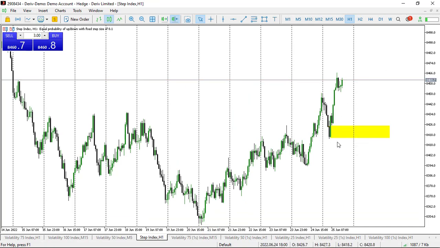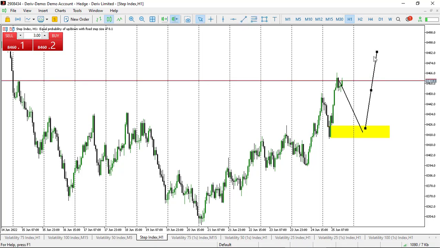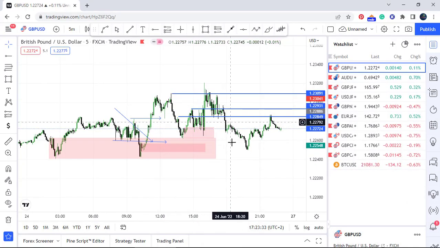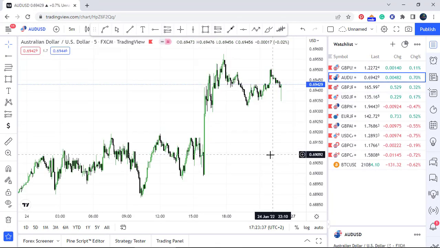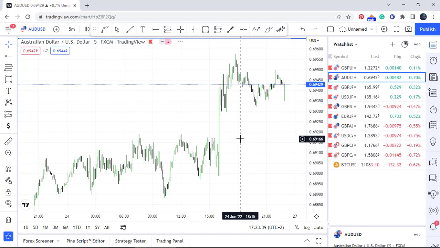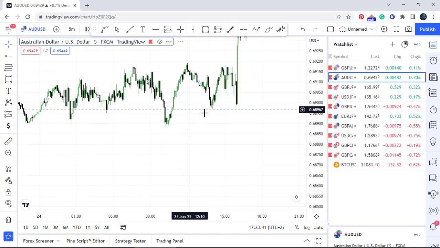So here, this is step index, and if we mark this OB right here, we are waiting for price to retest back to this order block, then go up like that, right? This is what we are looking for. This is what we are waiting for. So when price gets here, you are waiting for two breaks of a high before you get in on the M5. So this is what we are trying to explain. Let's go to AUD USD and try to see what we have, or if we can find something interesting.